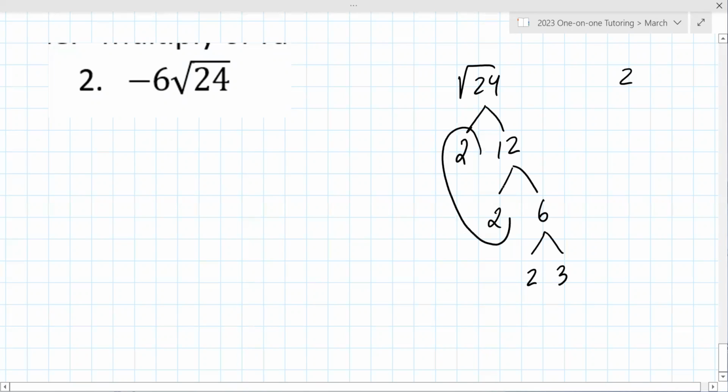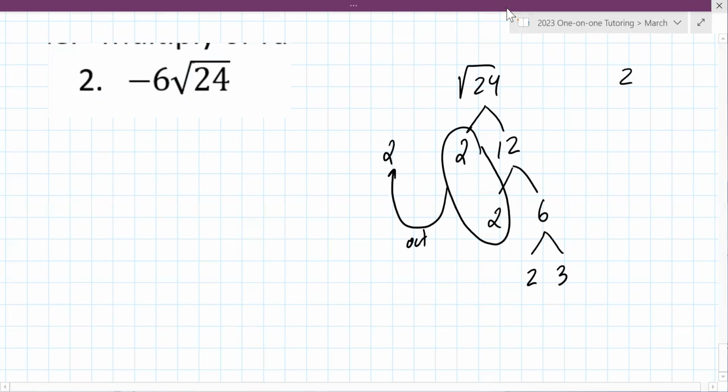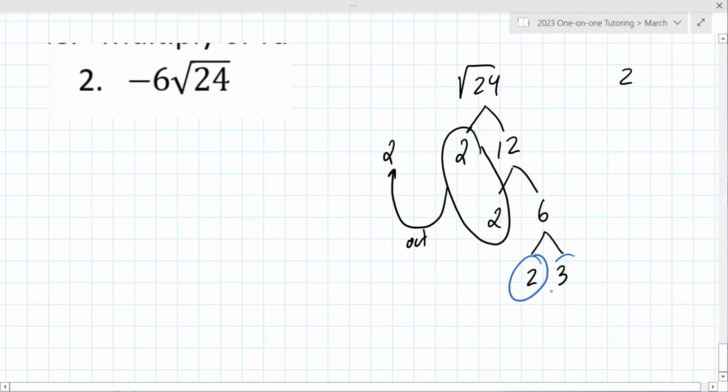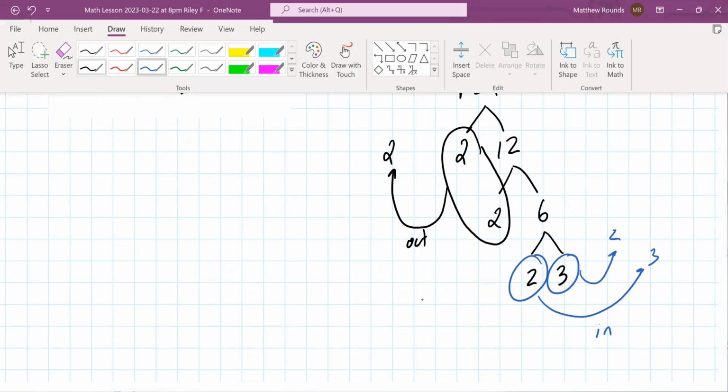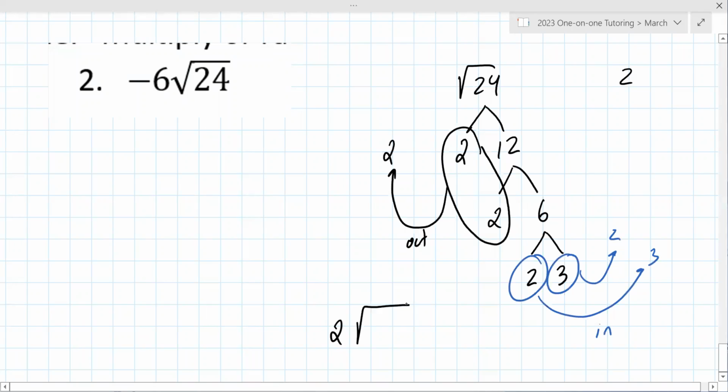So see how there's a pair of 2s here? You bring a 2 out, just one. There is nothing to go with the 2, nothing to go with the 3. So those stay in. So your answer to this part is 2 square root, what's left over on the inside, 2 times 3, or 2 square root of 6.